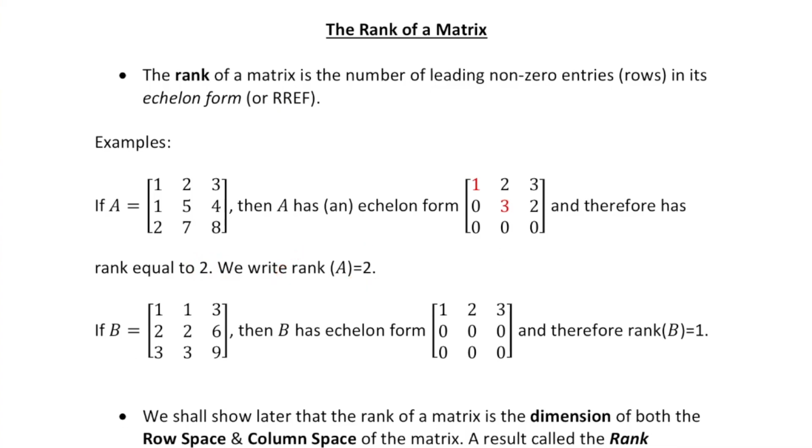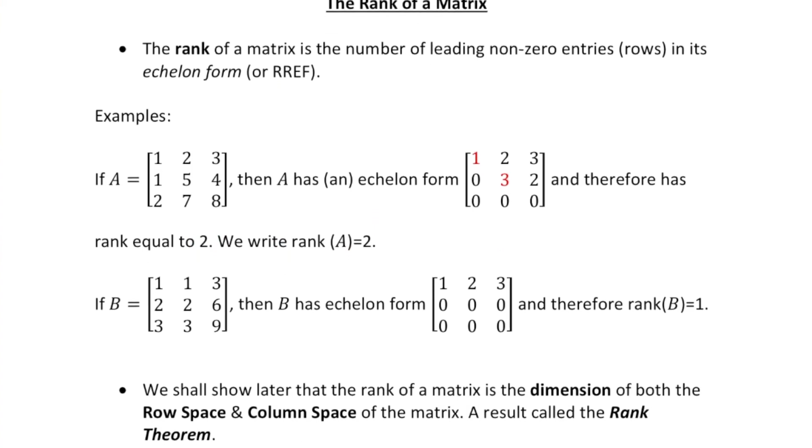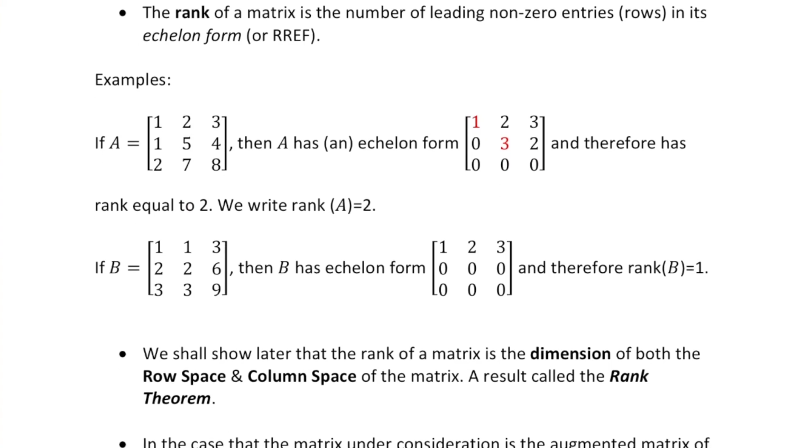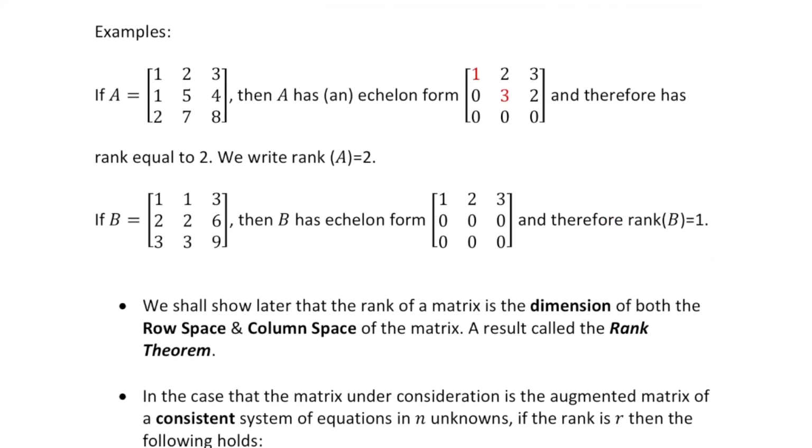Here's another example. If B is the matrix 1, 1, 3, 2, 2, 6, 3, 3, 9, then B has the following echelon form: 1, 2, 3, and the other rows are zeros. Therefore, the rank of B is equal to 1. Okay, so a simple idea.